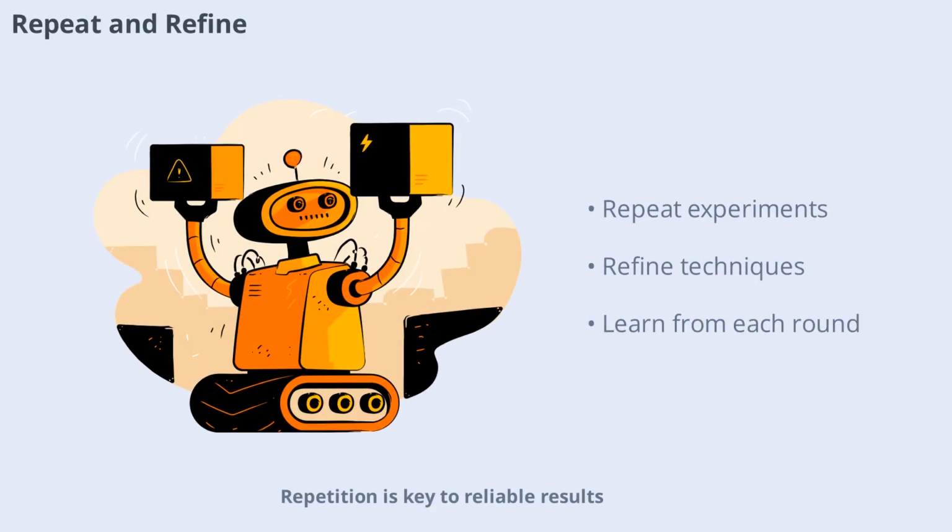Repetition is key to reliable results. Repeat your experiments to confirm your findings and refine your techniques. Each round of experimentation teaches you something new and helps you improve. Don't be afraid to make adjustments based on what you learn. Persistence is a hallmark of successful researchers.